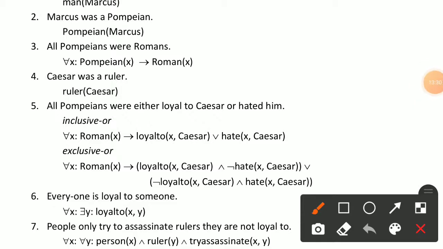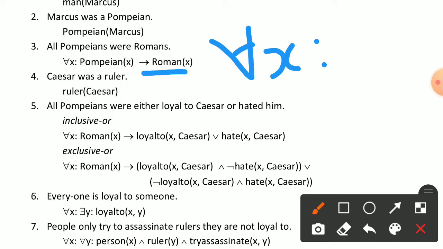Next is all Pompeians were Romans. We can use the symbol for all x, then we can write Pompeian x implies Roman x. Next is Caesar was a ruler. We can write this sentence like this: ruler(Caesar). Fifth is all Pompeians were either loyal to Caesar or hated him. Here we can use the inclusive or and the exclusive or.